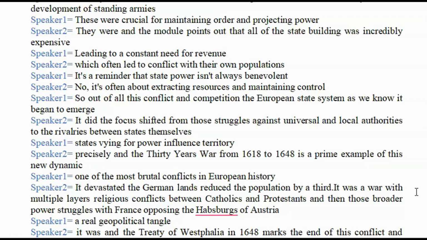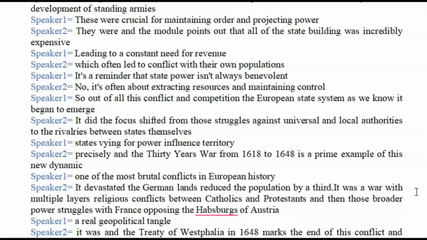And the module points out that all of this state building was incredibly expensive, leading to a constant need for revenue, which often led to conflict with their own populations. It's a reminder that state power isn't always benevolent. No, it's often about extracting resources and maintaining control.